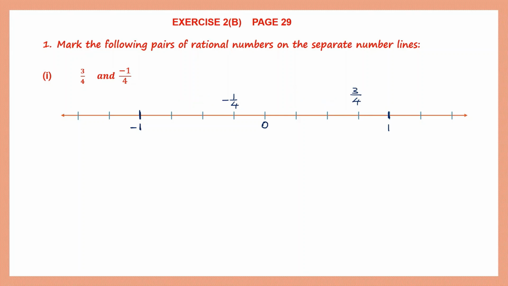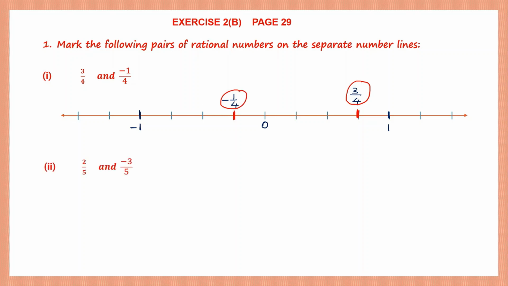So, as you can see, now we have 3 by 4 and we have minus 1 by 4. So we have shown where it is. Okay, so let's darken that. So this is minus 1 by 4 and this is 3 by 4. So we have marked what was asked in the question. We've got 3 by 4 here and we've got minus 1 by 4. So this is how we do it.